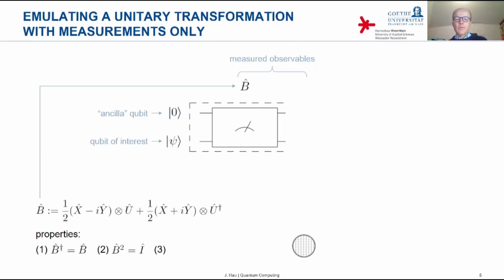And now the third property that I would like to show you is that when you apply the observable B, the operator B, to the tensor product of basis state 0 for the first qubit and this arbitrary state psi for the second qubit, then the result is basis state 1 for the first qubit, tensor the unitarily transformed state for the second qubit. And let me briefly show you why that is.